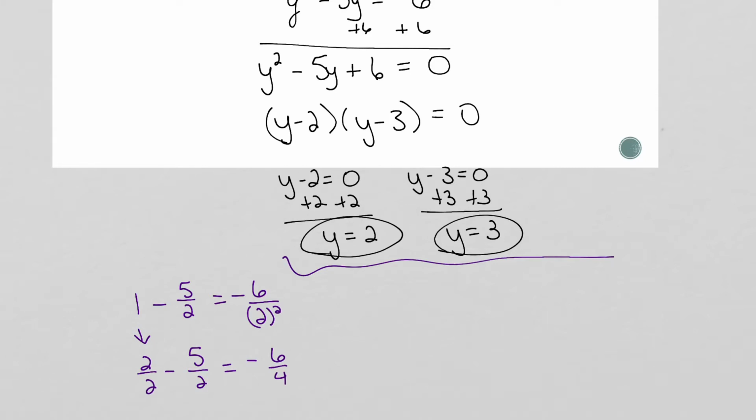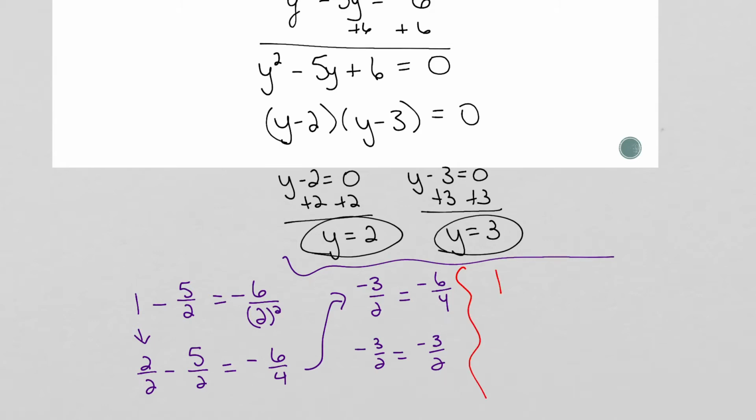Well, let's see. So I end up with negative 3 over 2 is equal to negative 6 over 4. If I reduce this, do I end up with negative 3 over 2? Sure enough. Oops, I need to write that as negative 3 over 2, don't I? All right, now let's check the other one. Let's check 3.